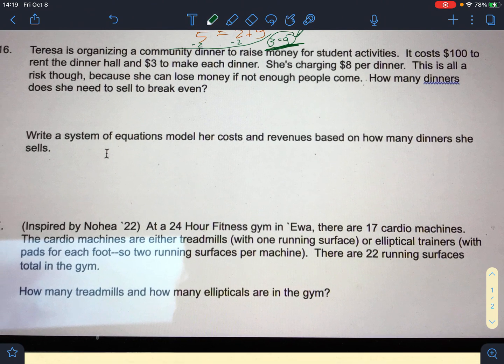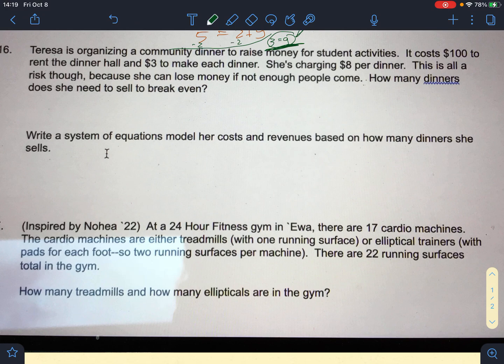Teresa is organizing a dinner to raise money. It costs $100 to rent the dinner hall and $3 to make each dinner. These 2 pieces of information are the costs. Okay, that's money she has to spend for community fundraising, for example. She's charging $8 per dinner. This sentence pertains to how much money she's going to make. Okay? So how many dinners does she need to sell to break even?